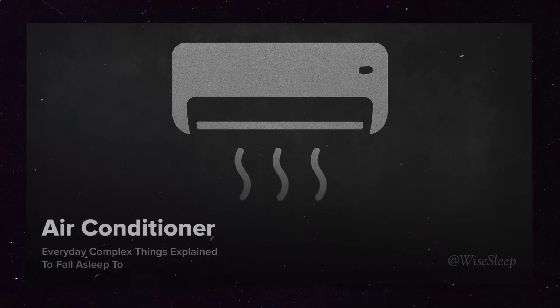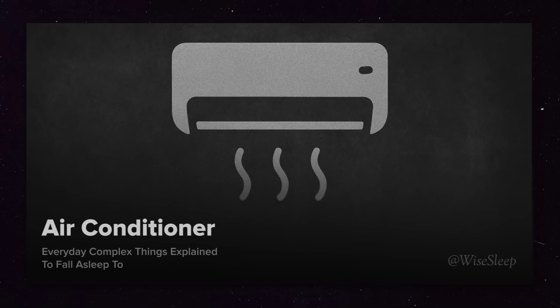Air conditioner. An air conditioner works by taking warm air from inside a room, removing its heat and sending that heat outside. At the same time, it blows the now cooled air back into the room. This cycle continues until the room reaches the set temperature. The system relies on a substance called refrigerant.